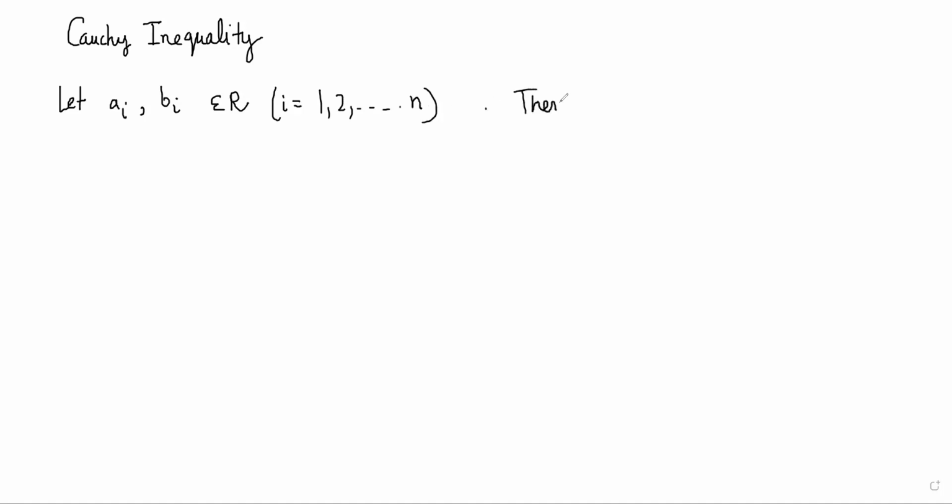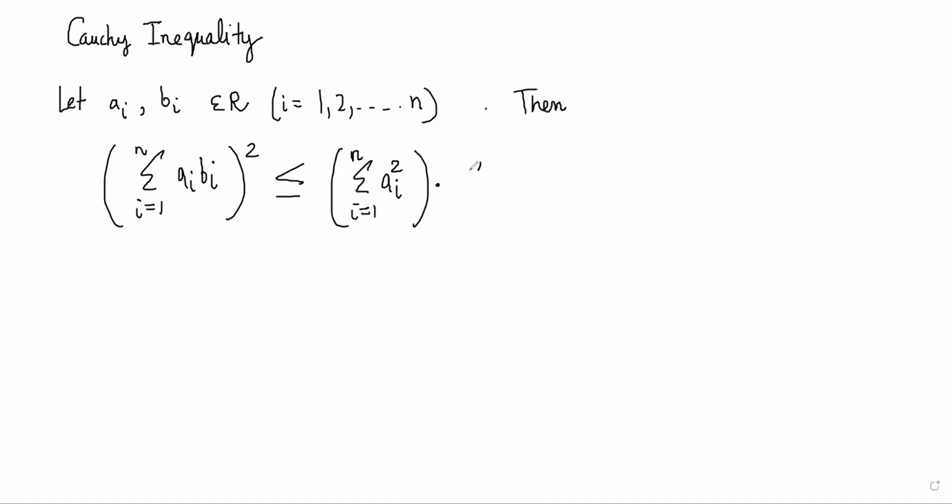Then we can say that the summation of i goes from 1 to n of ai bi product, whole square, is less than or equal to the summation of i goes from 1 to n of ai square, multiplied by the summation of i goes from 1 to n of bi square.